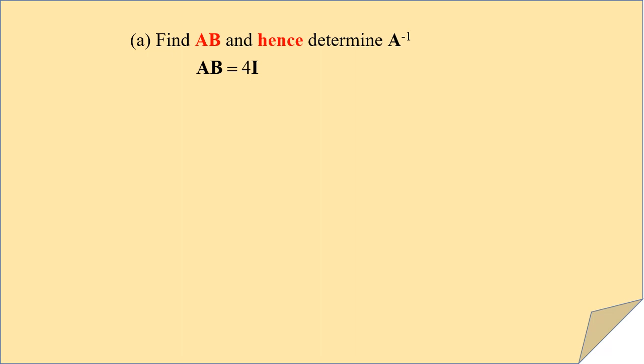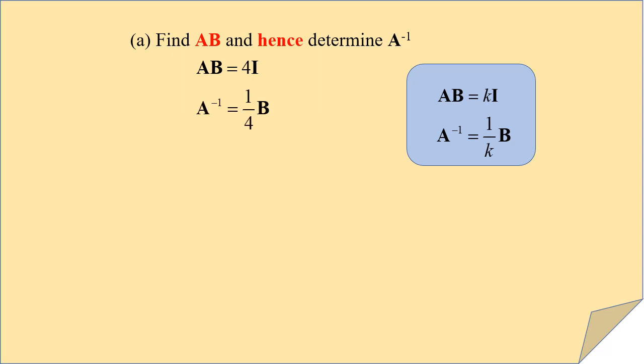So if AB is equal to kI, we can find A inverse by using the properties method, which is AB equal to kI. So A inverse equal to 1 over k of B. So what is our k? Our k is 4. This means that A inverse is 1 over 4 of matrix B.